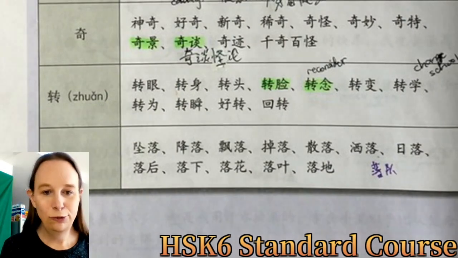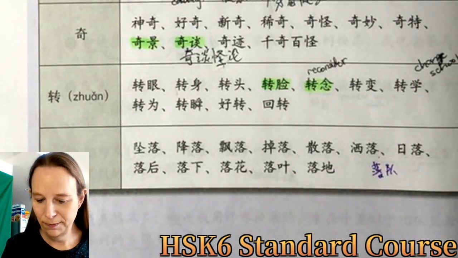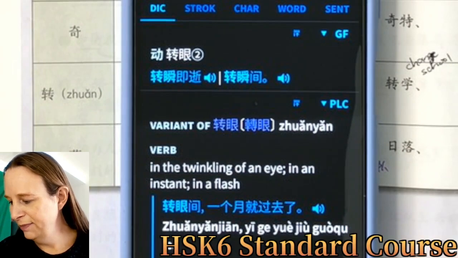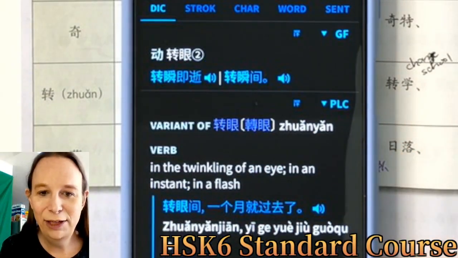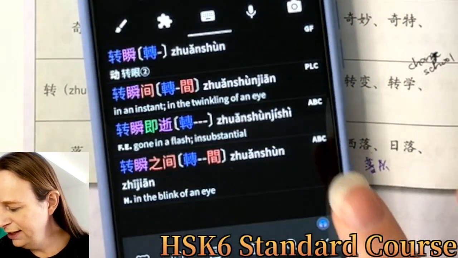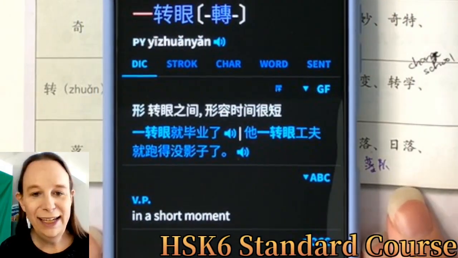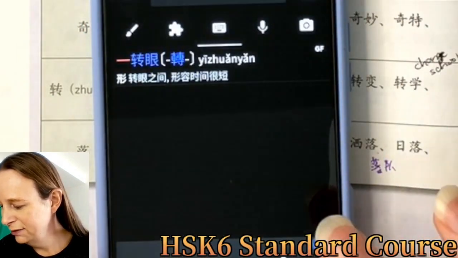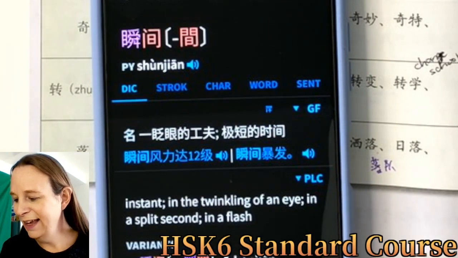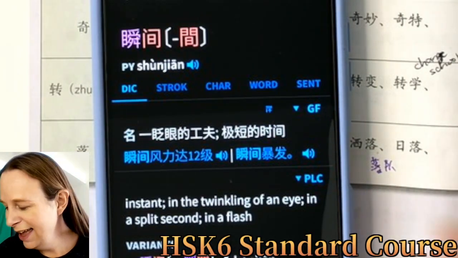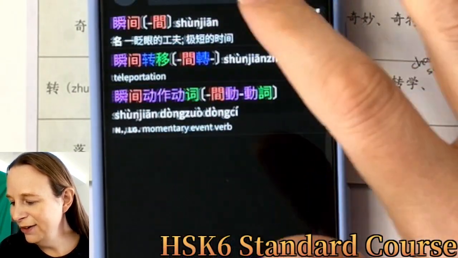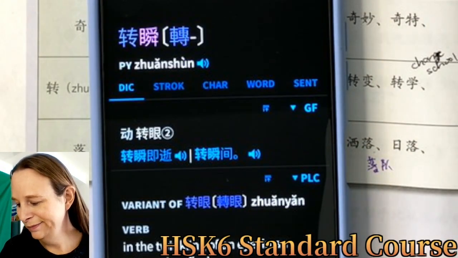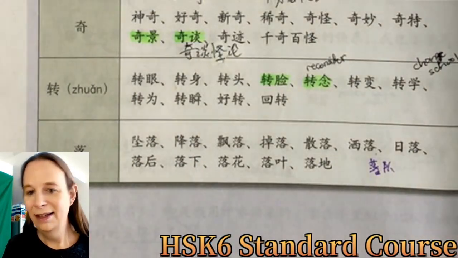Next, 转瞬, right? 瞬间的瞬. 转瞬. So it's kind of like 一转眼. Combining 一转眼, a short moment. Actually, this one is 一转眼, right? With 瞬间. Also meaning, oh yeah, there's also 一眨眼, meaning a blink of the eye. Seems like they're combining those into 转瞬. 转眼. Okay, 转瞬. Yet another word meaning in a short amount of time.